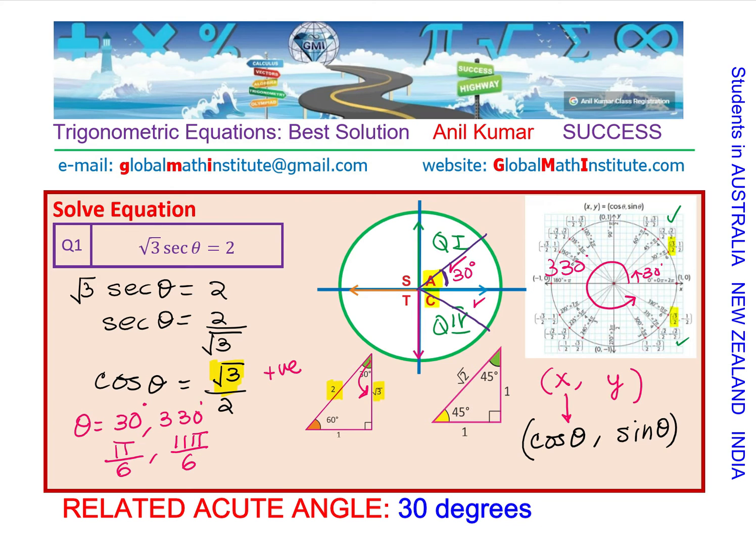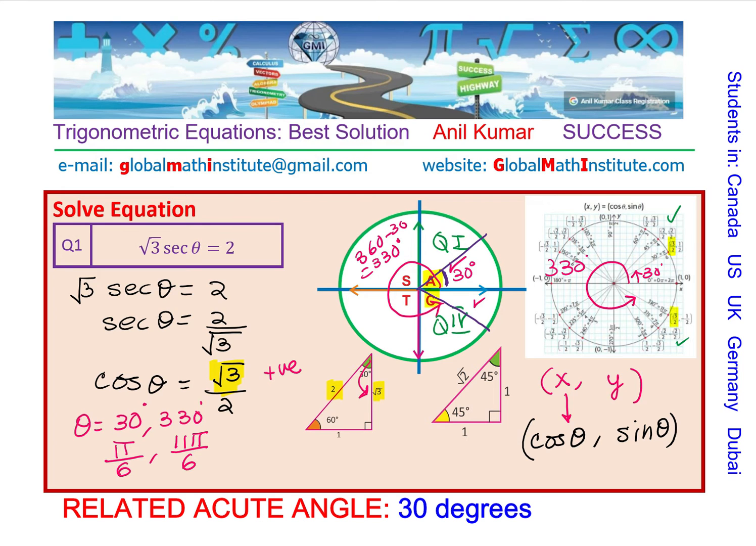The other answer will be what? Well, the other answer will be 360 minus 30, which is 330 degrees. Clear? Easily you get this answer. You're not finding a value and matching your answers from given data, right? So I hope this concept is clear.